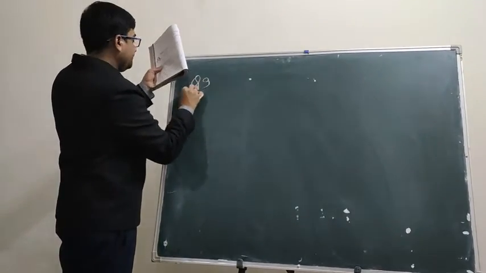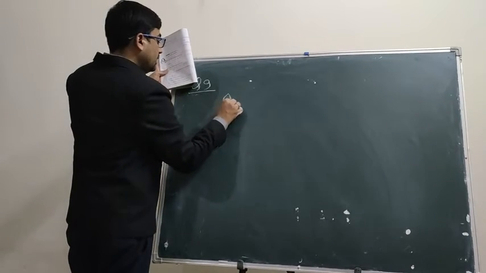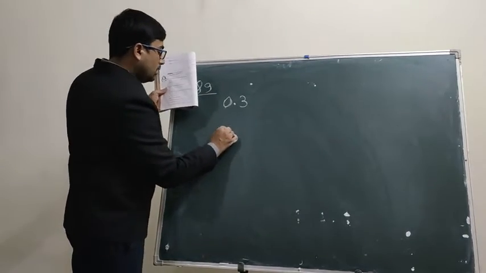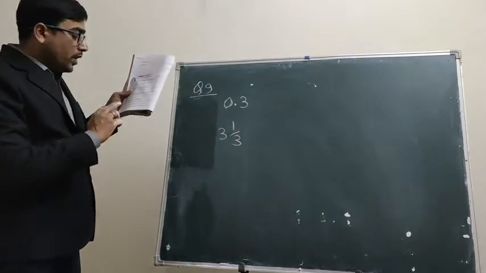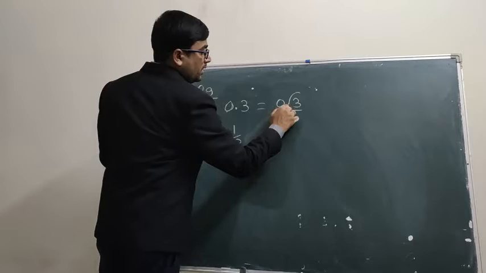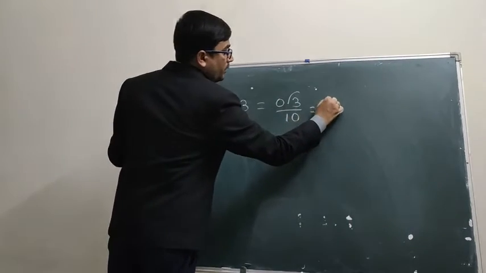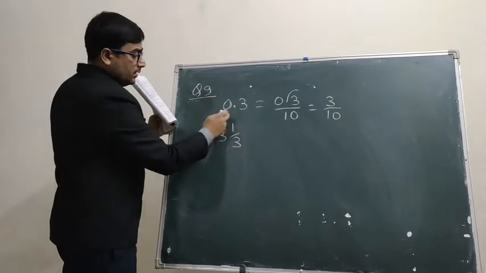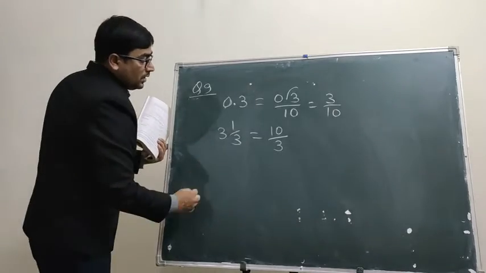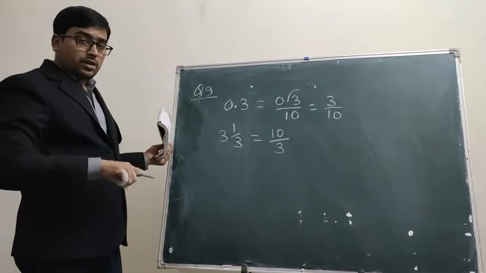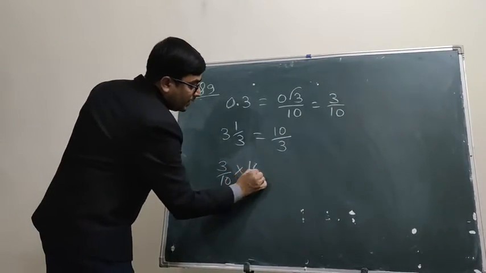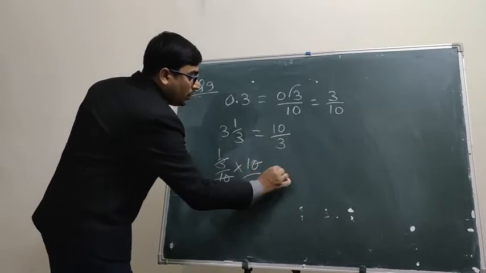Question number 9. Is 0.3 the multiplicative inverse of 3 whole 1 by 3? Why or why not? So 0.3 can be written, after removing the decimal, as 3 by 10, and this mixed fraction changes into the improper fraction 10 by 3. You know the product of multiplicative inverses should be 1. So 3 by 10 into 10 by 3 gives 1.